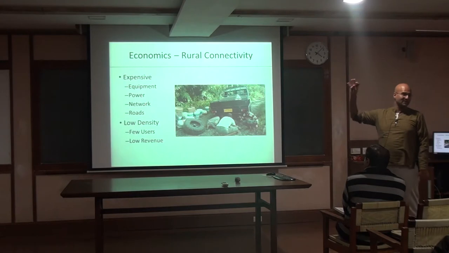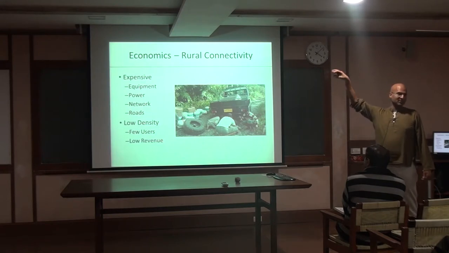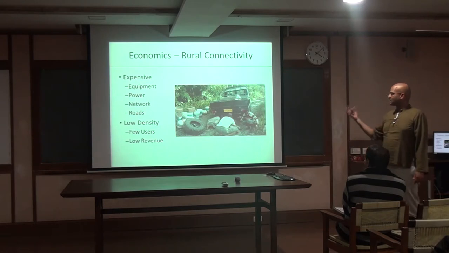First of all, it's very expensive to provision for remote areas: providing equipment there, powering that equipment, how good the network is to connect to the rest of the country, the roads for even getting this equipment in there. Many of these cellular towers in remote places are not connected to grid power. They're actually run using diesel generators, so they have to regularly have trucks go there to deliver the diesel, and so on. And so this becomes very, very expensive.